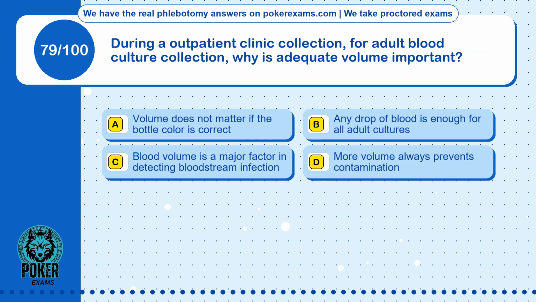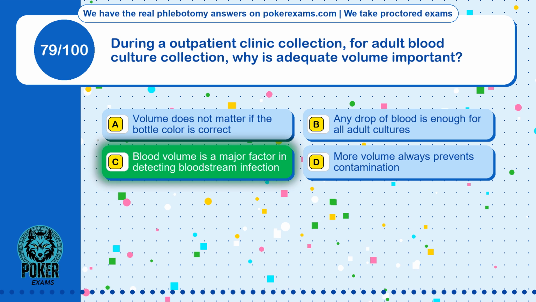Question 79. During outpatient clinic collection, for adult blood culture collection, why is adequate volume important? Option A. Volume does not matter if the bottle color is correct. Option B. Any drop of blood is enough for all adult cultures. Option C. Blood volume is a major factor in detecting bloodstream infection. Option D. More volume always prevents contamination.